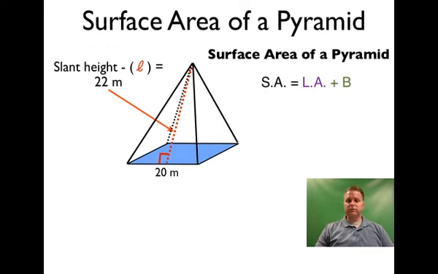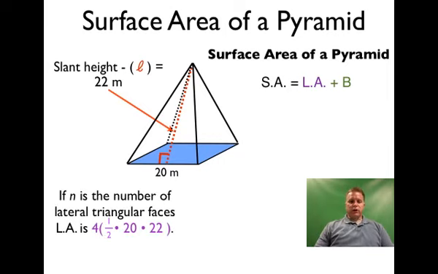So let's try one together and see what we get. So if n is the number of lateral triangular faces, then the lateral area is, in this case, going to be 4, because there's 4 sides, times 1/2 times 20, which is the length of the base, times the slant height, which is 22. And then the base here, since it's a square, is found by length times width, so it's going to be 20 times 20.